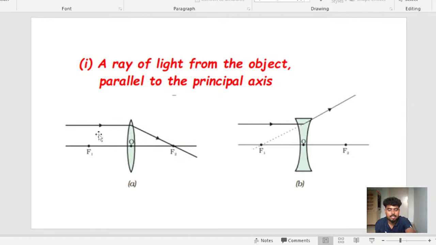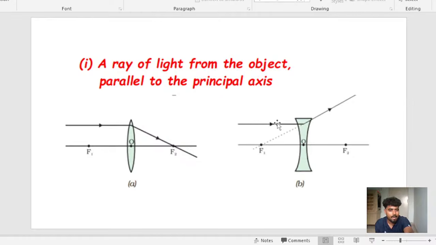This entire thing is in air medium, so it is a rarer medium. This entire lens is made up of glass. It is a denser medium. When a ray of light passes parallel to the principal axis, what will happen? It directly passes through the focus. This is the first one.